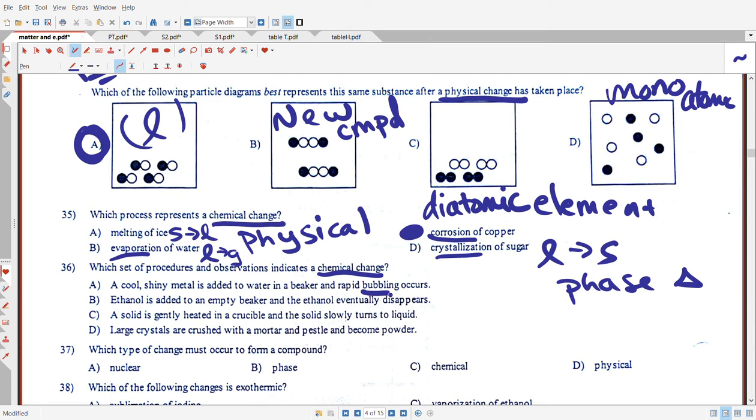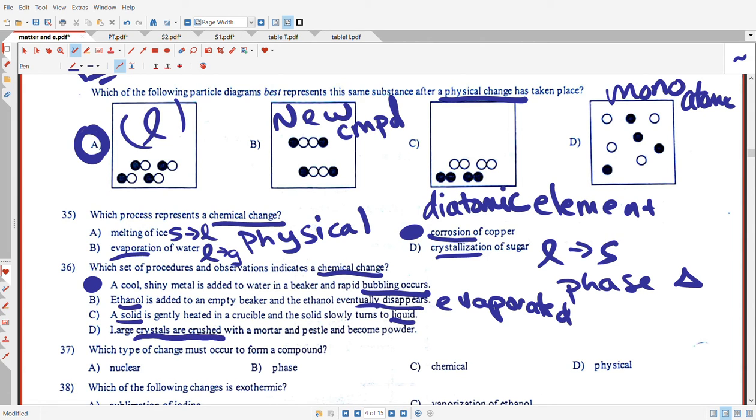Well, I see bubbling. A cool shiny metal is added to water and bubbling occurs. So that's something new formed in this mixture. Now here it's saying ethanol is added to an empty beaker and it disappeared. That meant it evaporated, turned into a gas, and we know a phase change is a physical change. And then here, a solid is heated and turns into a liquid. Once again, that's a phase change, which is physical.